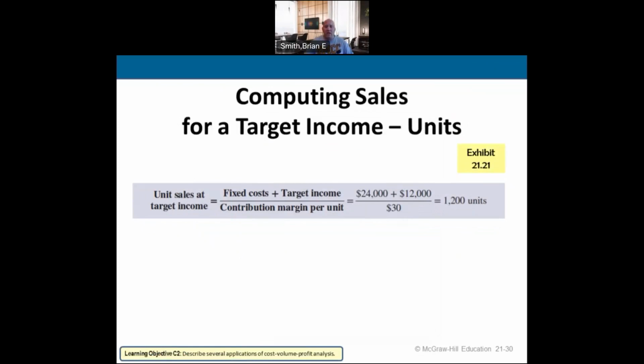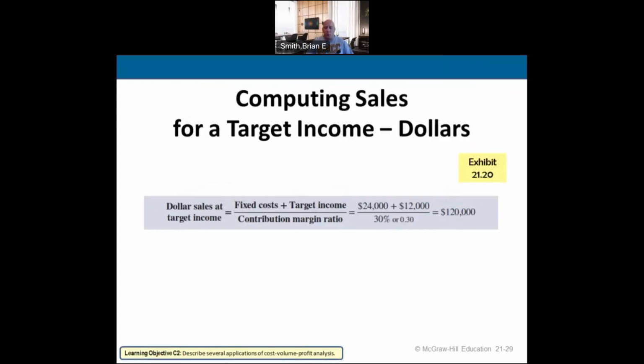And again, if you know the number of units, it's 1,200 units. Multiply that by the selling price, and that should equal the $120,000, as we did back here. So we're good to go.